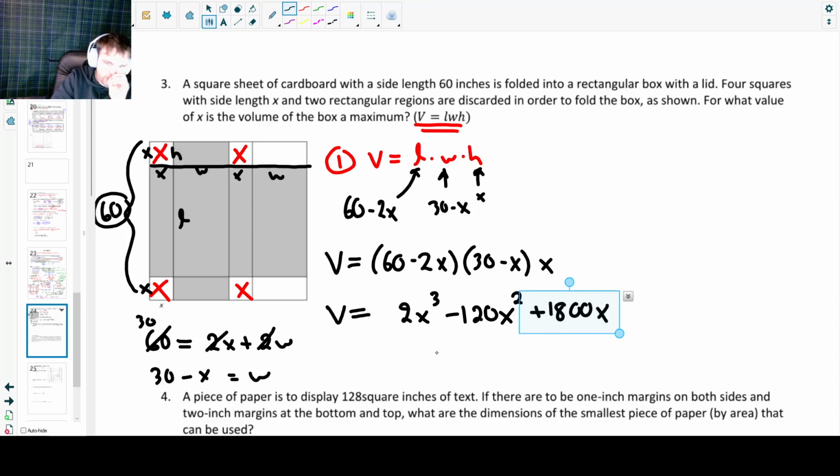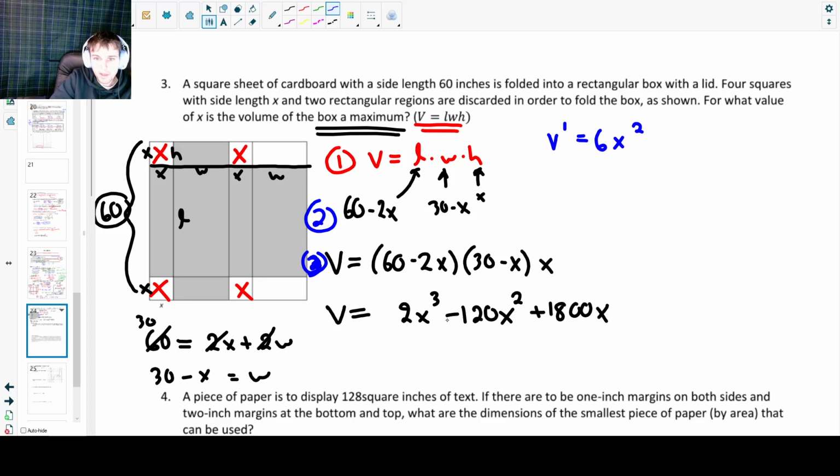So we want to figure out a maximum volume, so we're going to analyze our first and second derivatives. This was step two, making the substitution. Step three, subbing it in. Step four, derivative, V prime. So we get 6x squared minus 240x plus 1800. We want to know, when is that equal to 0?